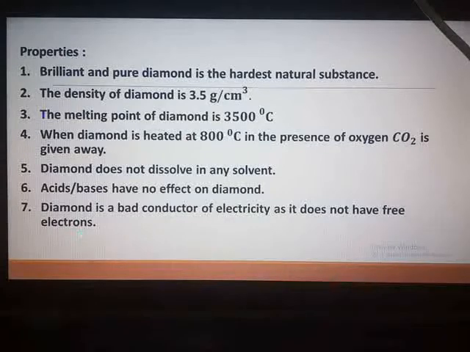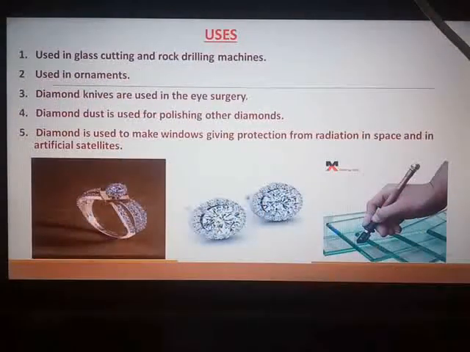So these are the different properties. You have to remember each and every property. You have to study especially the density and melting points, because they can be asked under MCQs. Next, the uses, which I don't have to discuss.